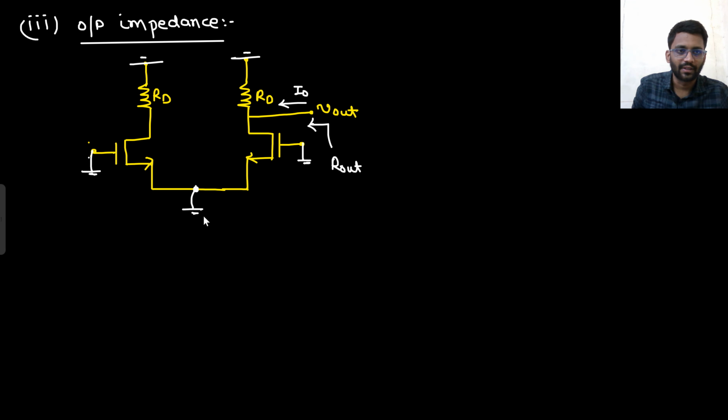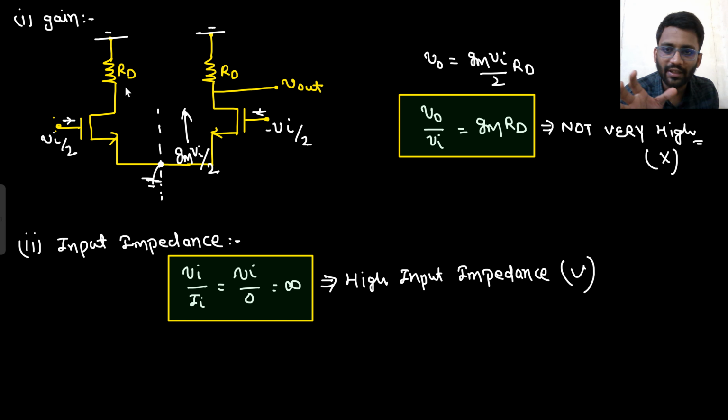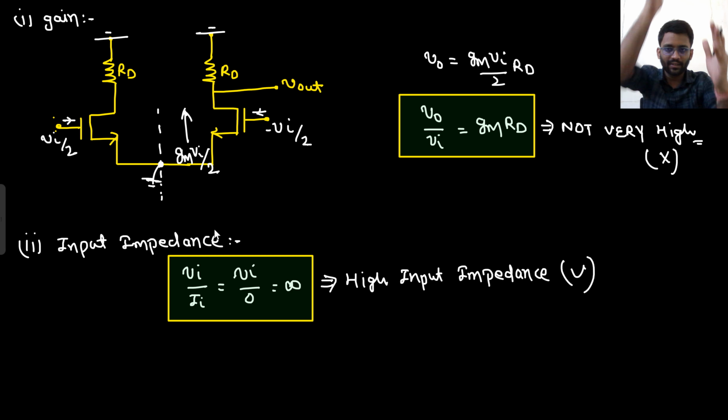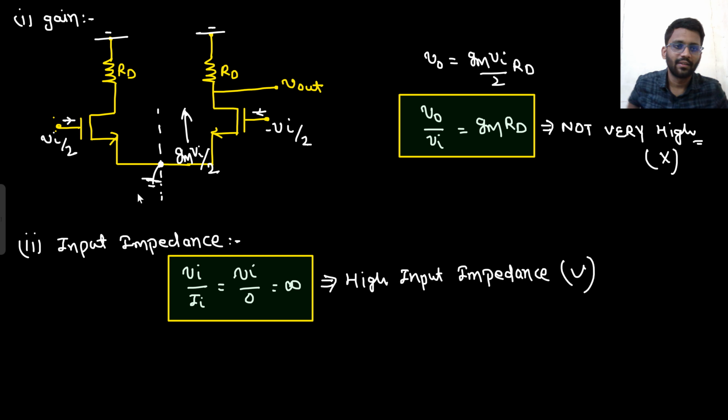By the concept of half symmetry. No. Why is it so? Because your circuit is changed now. What was happening in this one? You have V in by 2 here, which is going up, and this is going down. Going up, going down, same circuit. Then this is grounded. Well and good.